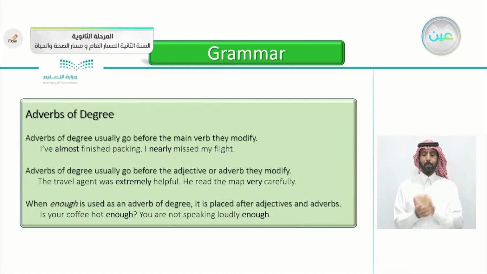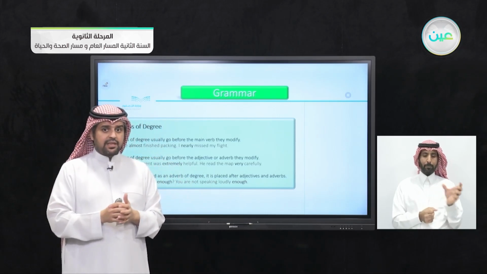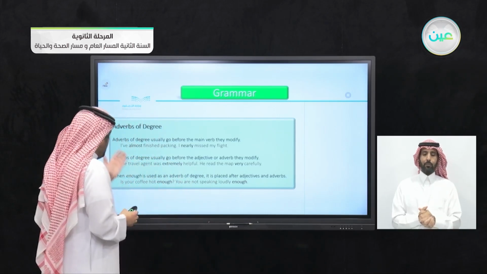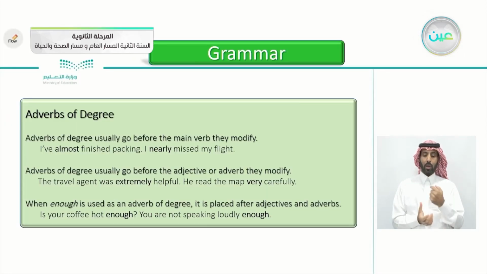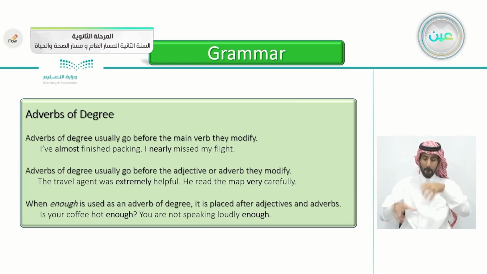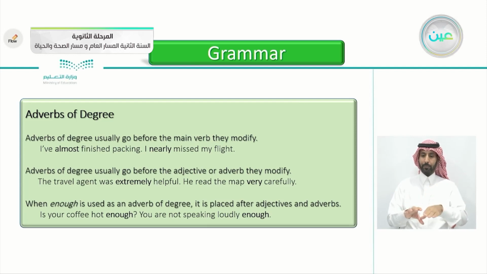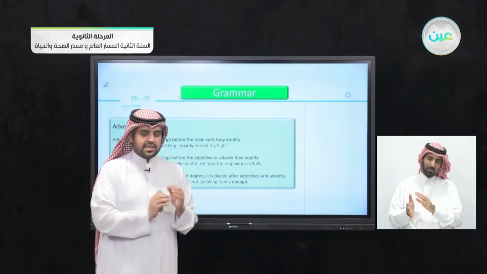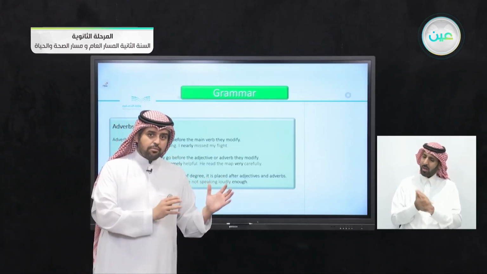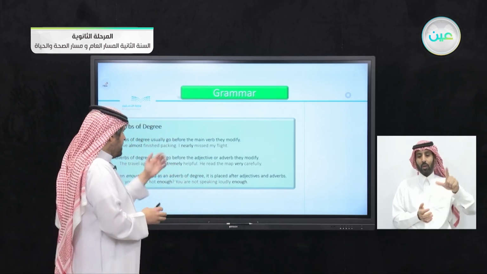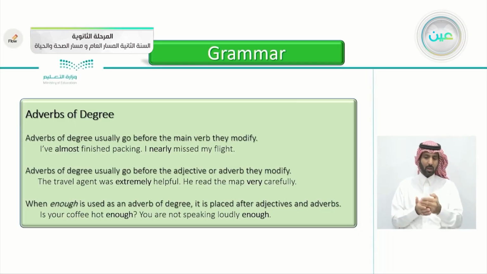The adverbs of degree usually go before the main verb. They modify it. You put it before the main verb that it modifies. I've almost finished packing. Am I finished packing? No, I'm almost. Just give me 1 minute. I've almost finished packing. I nearly missed my flight.